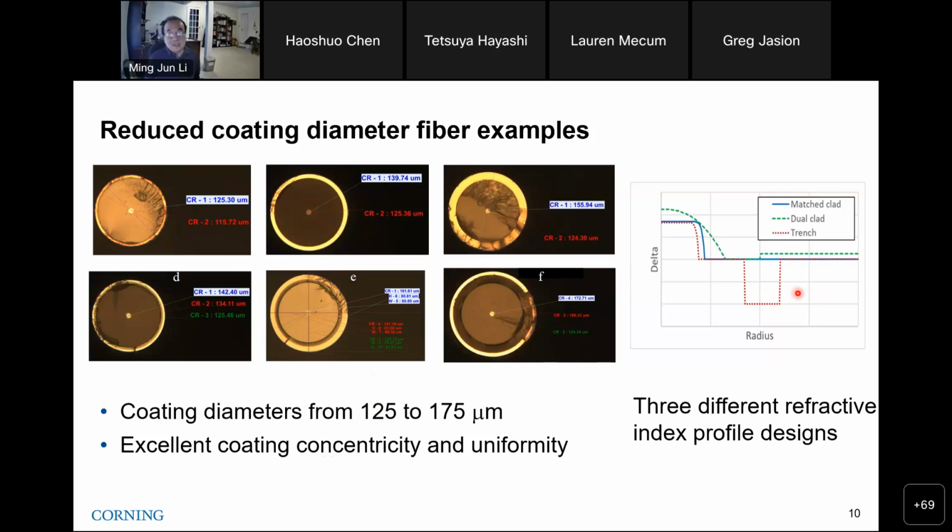For the profile design, we use three types of profiles. One is the simple step index design, and the second type is a dual cladding, where we slightly lower the inner cladding and raise the outer cladding. And the third type is the trench assisted profile design.